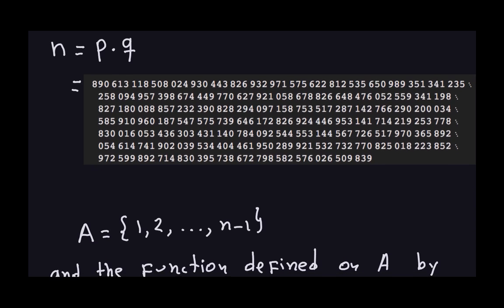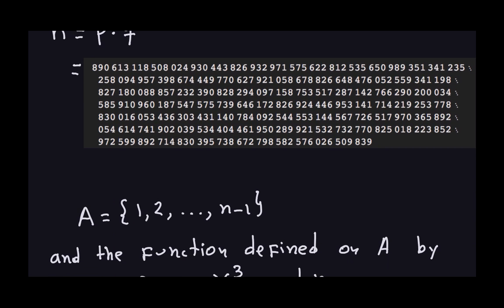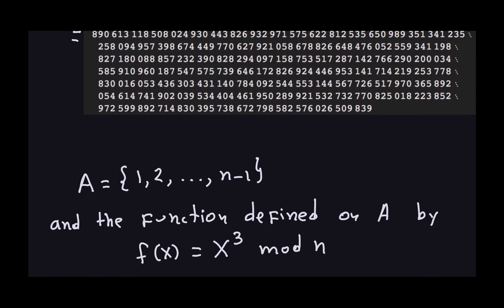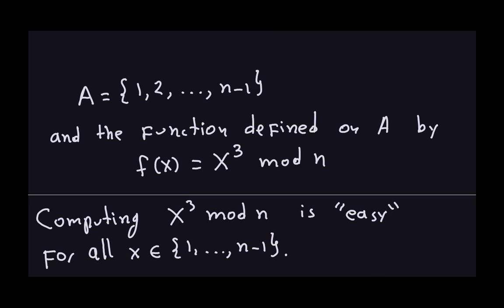Now, what is going to be my function? My function is going to act on this input, the numbers from 1 to n minus 1, where n is this big huge number here. So of course this set A is large, it contains a lot of numbers. The function is defined on this set. It takes inputs from 1 to n minus 1, and for every number here, it takes the cubic power and then modulo n.